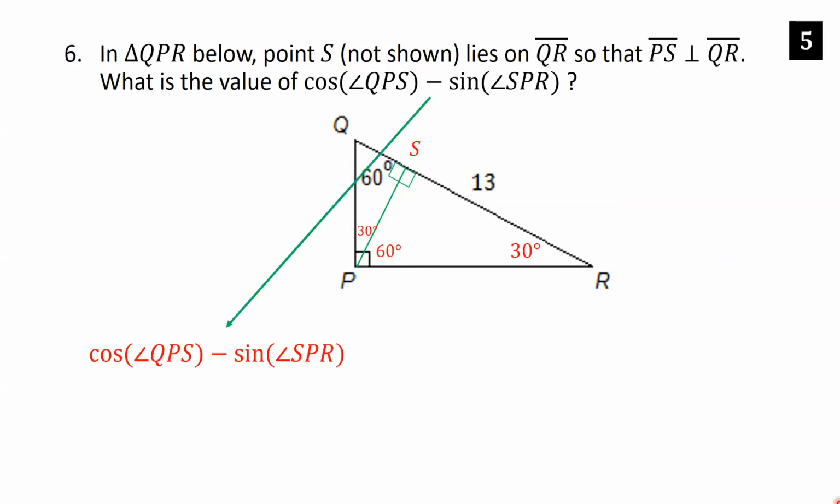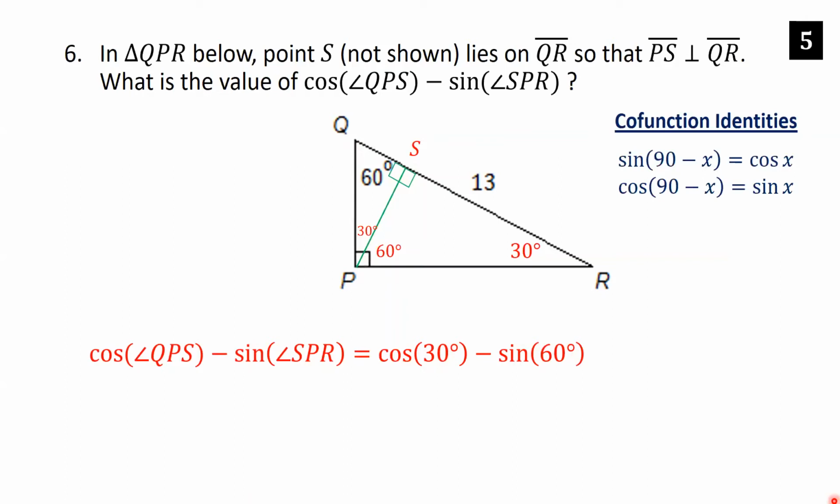Okay, so now we're trying to compute cosine of angle QPS minus sine of angle SPR. Well, we could clearly see these angles now, right? Angle QPS is 30 degrees, that goes here. And angle SPR, that's here, is 60 degrees, so that goes here. And the cosine of 30 minus the sine of 60, once again, using these cofunction identities, which keep coming up, is 0. Right? Because the cosine of 30 is the same as the sine of 60, because 30 and 60 add up to 90.